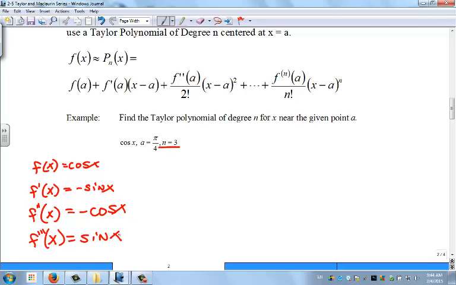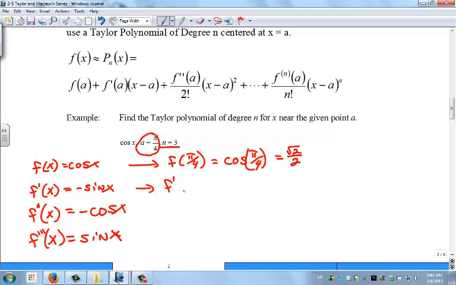Now we want to plug in the value of a that we have. A is equal to pi over 4. So this series is centered at pi over 4, right? This is the center. So f of pi over 4 is equal to cosine of pi over 4, which is equal to radical 2 over 2.